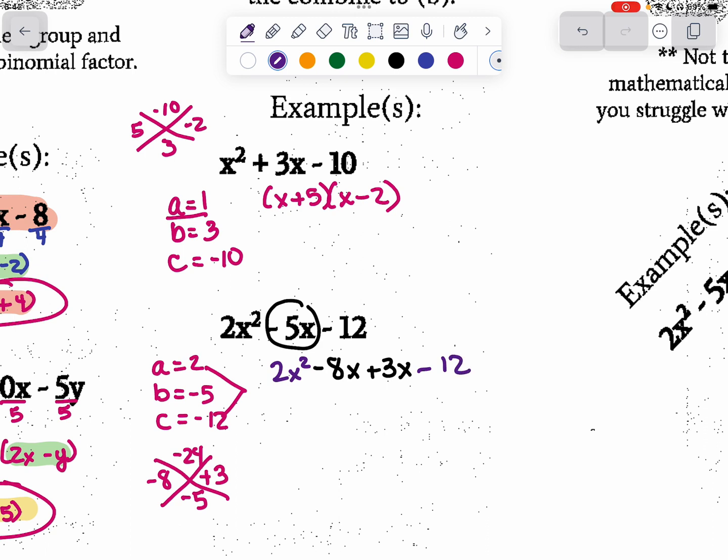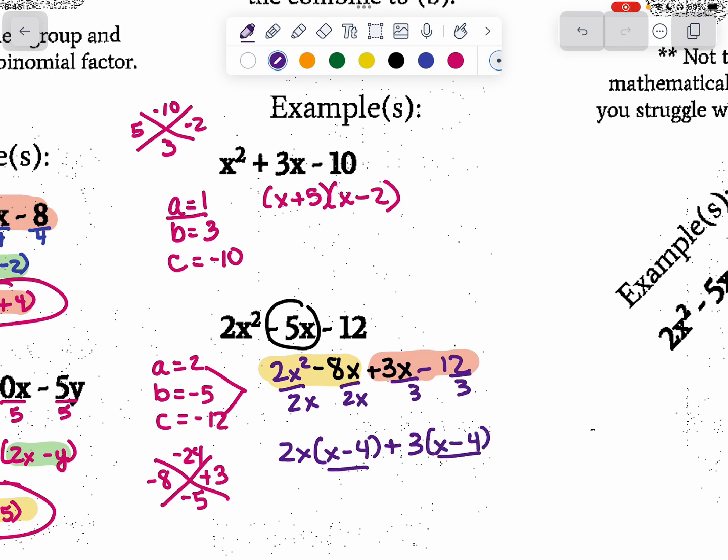Now I have 4 terms, and I'm going to factor by grouping. Group these two together, group these two together. Here I have a common factor of 2x. Here I have a common factor of 3. And I have the 2 factors that match and the leftover part.